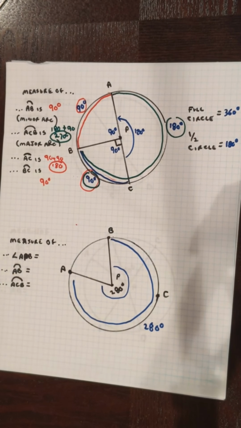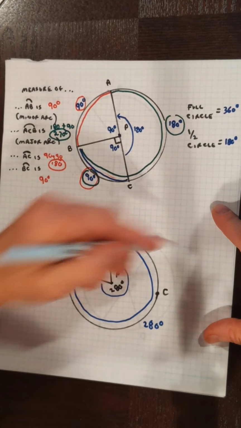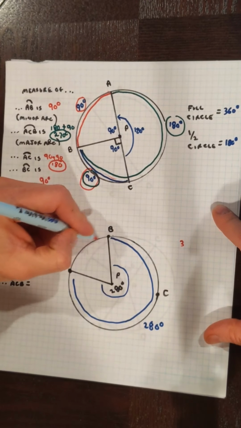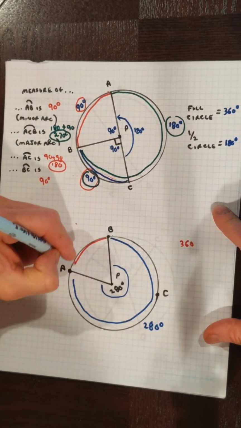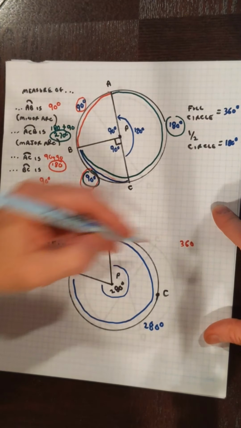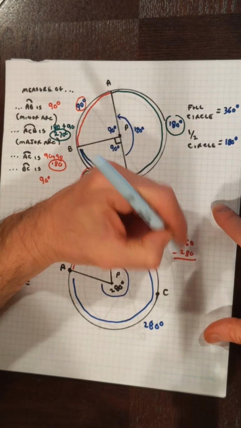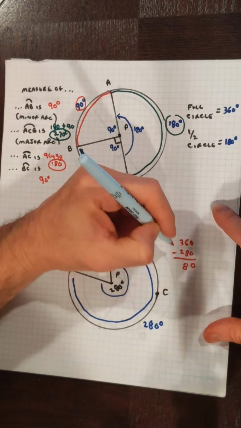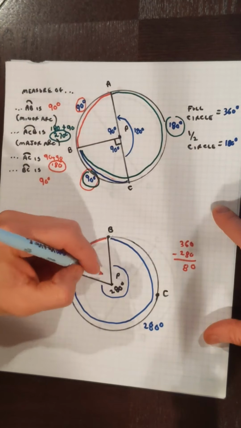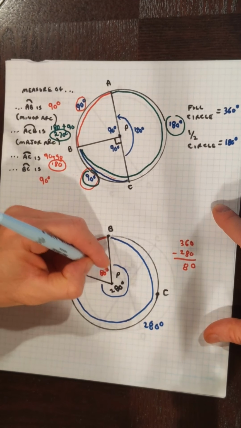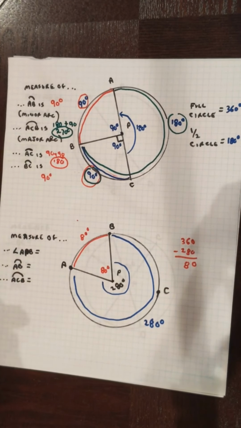Now if all the way around is 360, and I want AB, then I have to take 360 all the way around and subtract the 280, which is going to give me, I think that's 80. You can check my math, but I believe this is an 80-degree angle, which makes the arc 80 degrees. Now I'm able to answer all the questions.